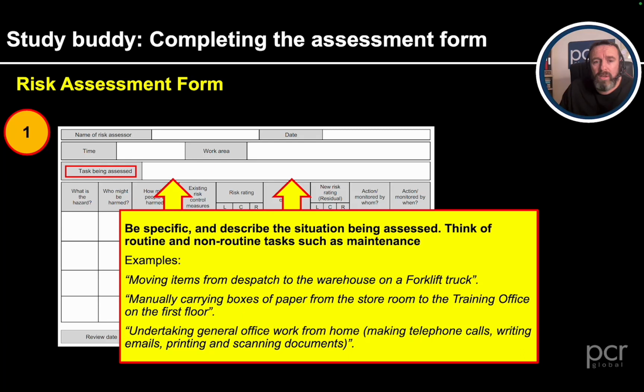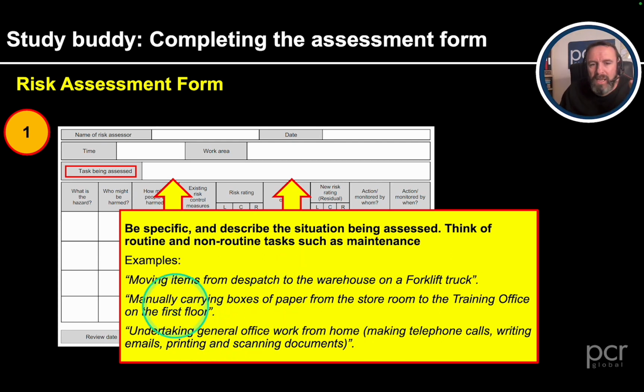The task, again, be specific and describe the situation. We've got to be thinking about routine and non-routine tasks such as maintenance as well. And often, when I do my consulting, I ask the organisation, do you have a specific risk assessment for maintenance? Have you done specific hazard identification for maintenance works? And more often than not, they don't have that. It's non-routine, and people will say, well, we don't do that often. And that's exactly why you do need that specific risk assessment.